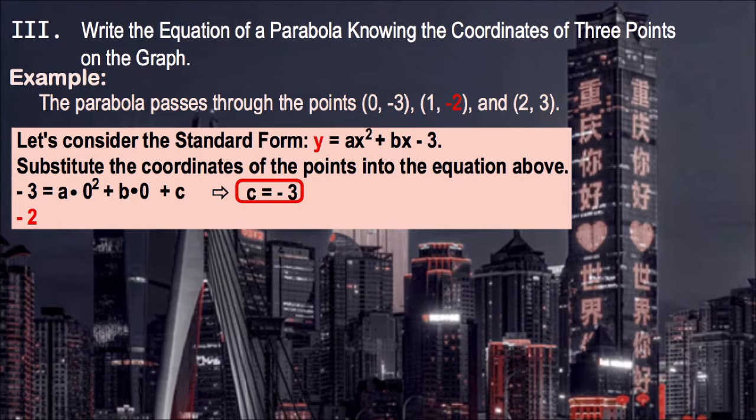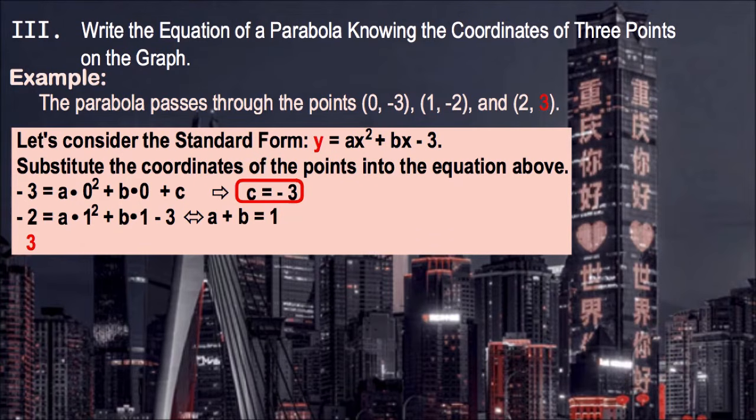Now let's try the second point. Substitute -2 in for y and 1 for x. So -2 equals a times 1 squared plus b times 1 minus 3. This is equivalent to a plus b equals 1. Let's continue on with the last point.